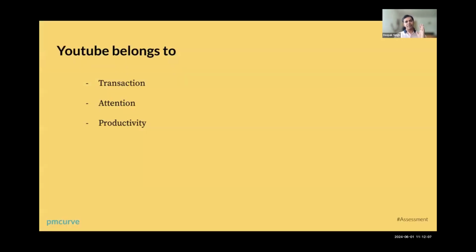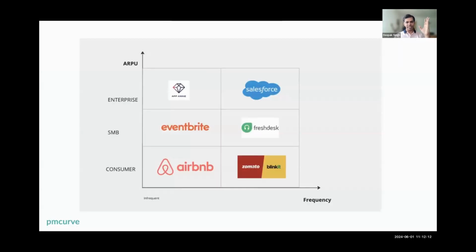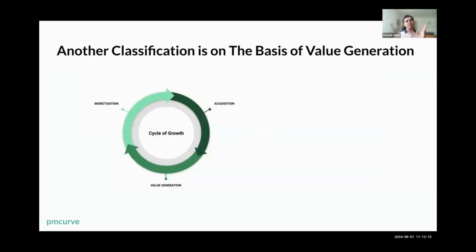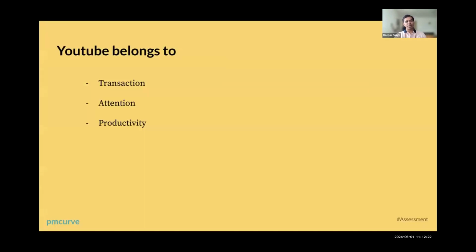Now that we understand, I'll just summarize, right? So we talked about classifying products based on ARPU and frequency, and we are talking about classifying products on the basis of value generation, right? Which is transaction, retention, productivity. Now let's go to a simple quiz because it helps me understand how much you have understood. It also helps you understand how much you have understood.